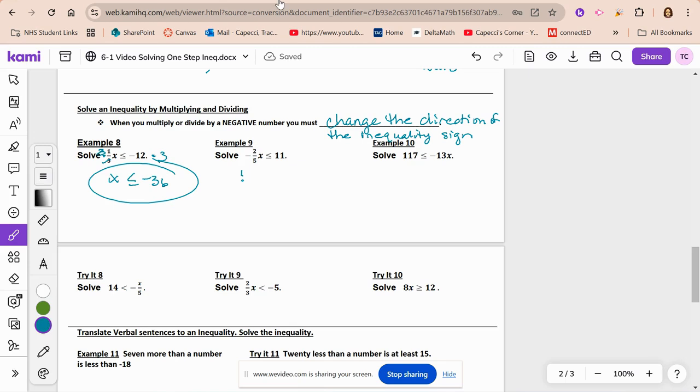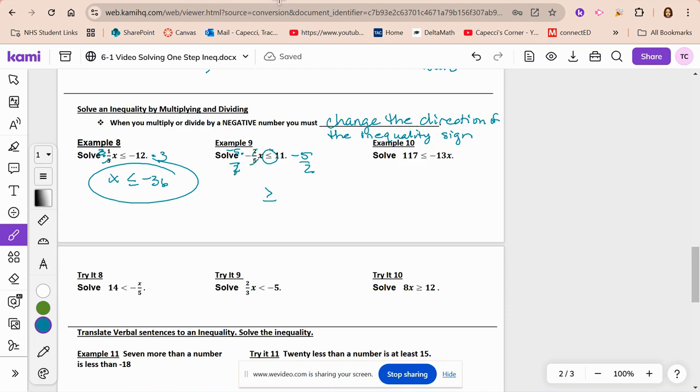It's just if the operation is a negative when I'm multiplying or dividing, that's when I'm going to change the direction of the sign. All right, the next one, again, I like to multiply by the reciprocal, or you can divide. So I can multiply both sides by negative 5 over 2. Again, I multiply by a negative, so I'm going to change the direction of that sign.